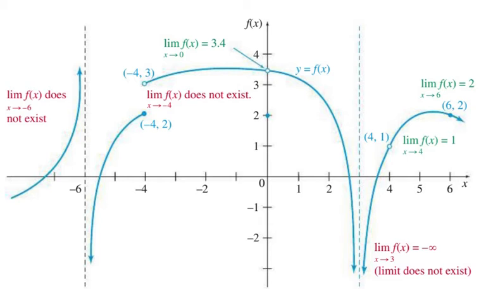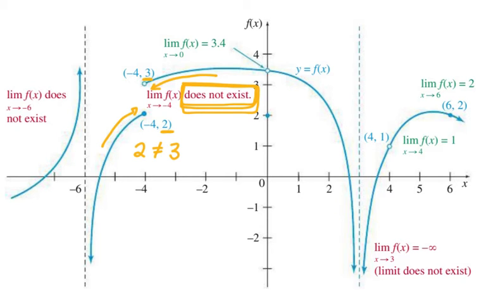Let's move on to considering as x approaches negative 4. As x goes to negative 4 from the left, we can clearly see the output, the y value is noted here on the graph as 2. And as x approaches negative 4 from the right, we get a y value of 3. Now, since 2 does not equal 3, the limit here does not exist.